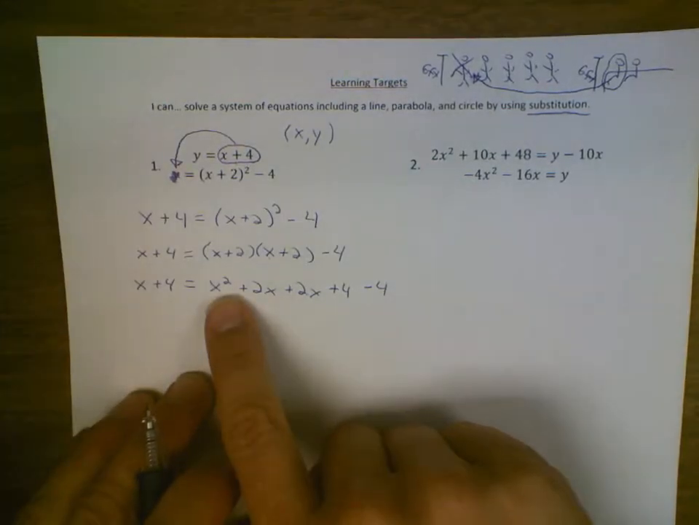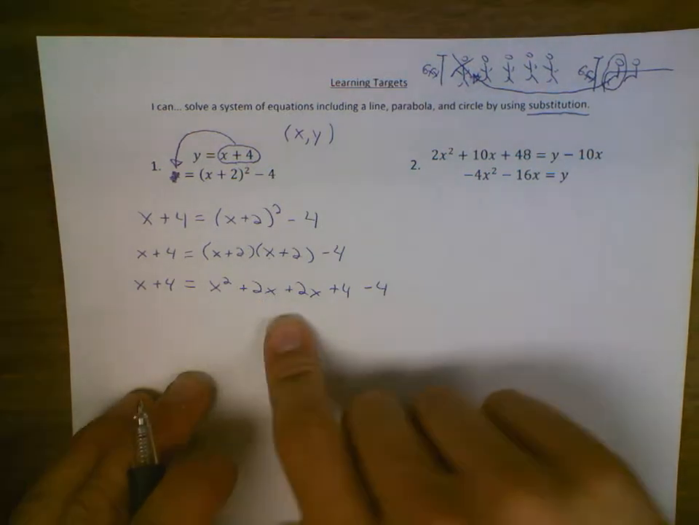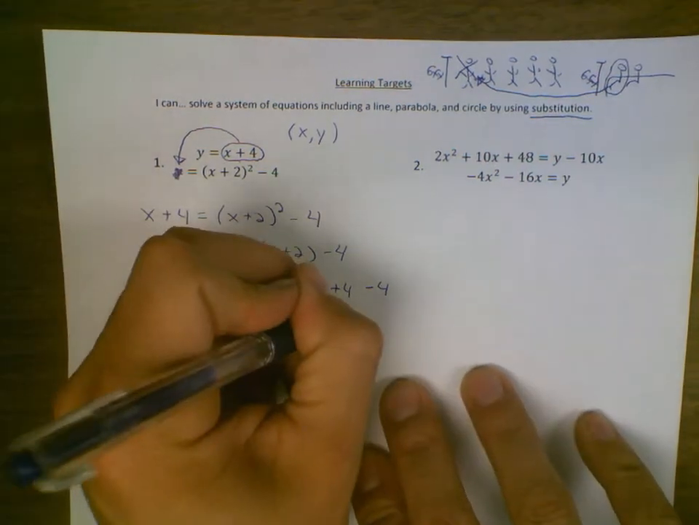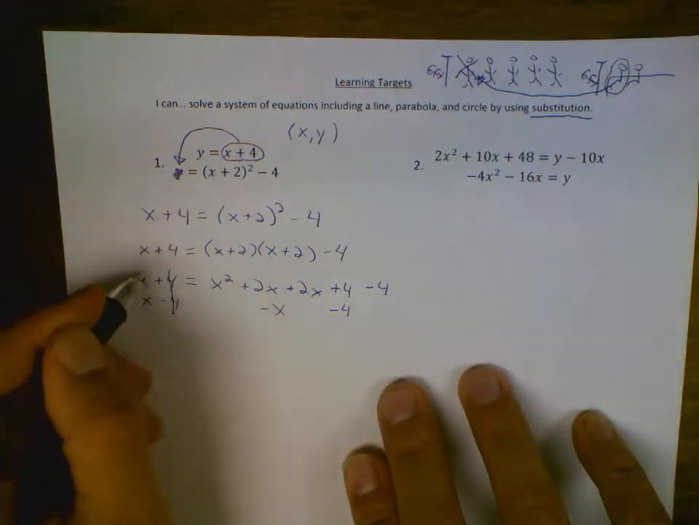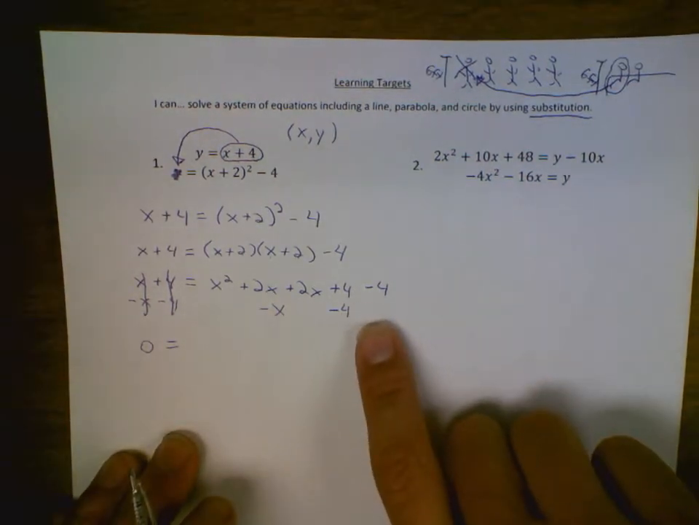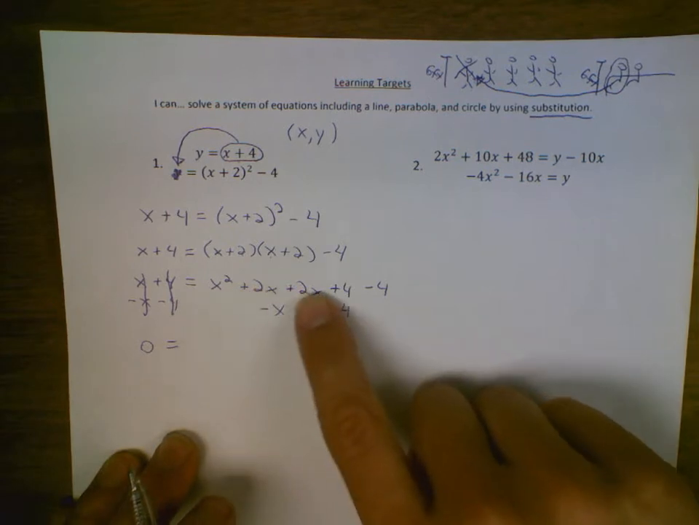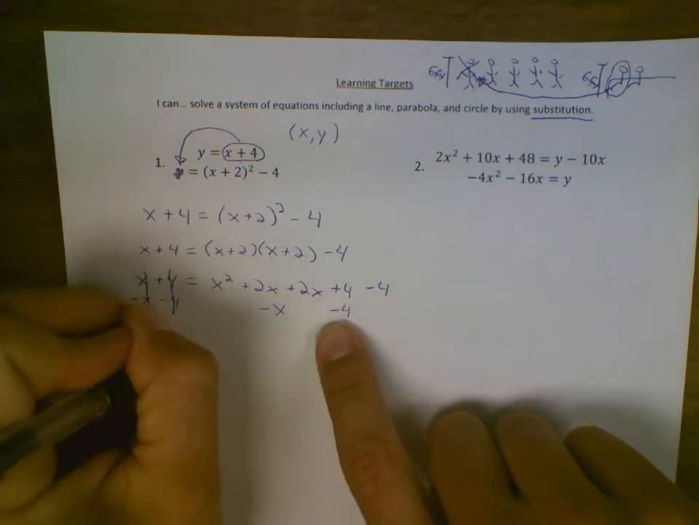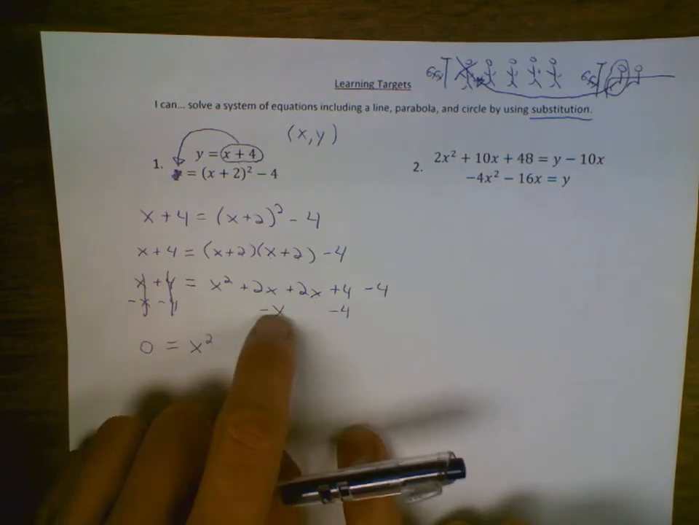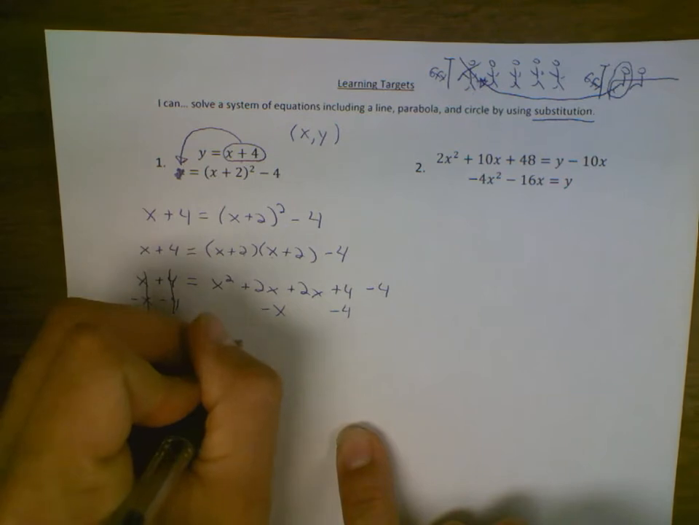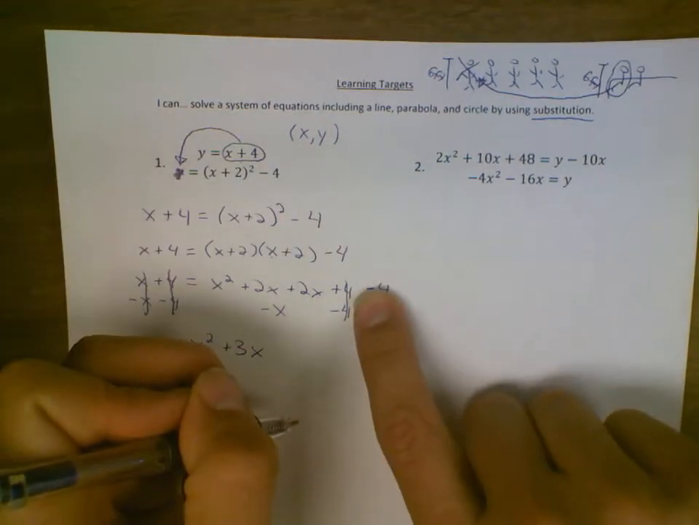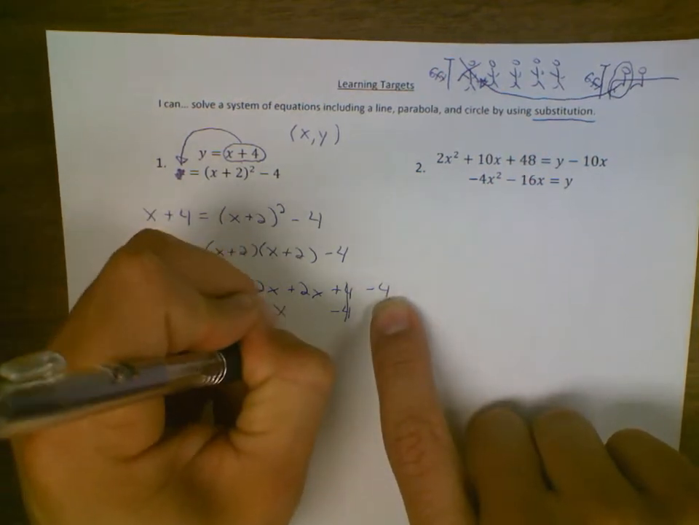Now, I notice that I have an x squared and an x, so this is in standard form, so I want to get everything on one side of the equation. So I'm going to subtract x and subtract 4. That leaves me with nothing on the left-hand side. And then on the right-hand side, I just want to combine like terms. I have an x squared, but I don't have any others, so I'm going to write down x squared. I have 2x plus 2x, which is 4x, but I'm taking away 1x, so I'm left with 3x. The positive 4 and negative 4 will cancel, leaving me with just this negative 4 on the end.